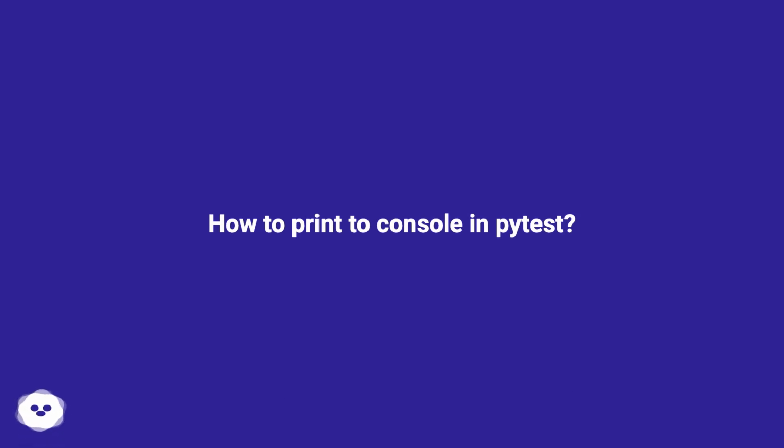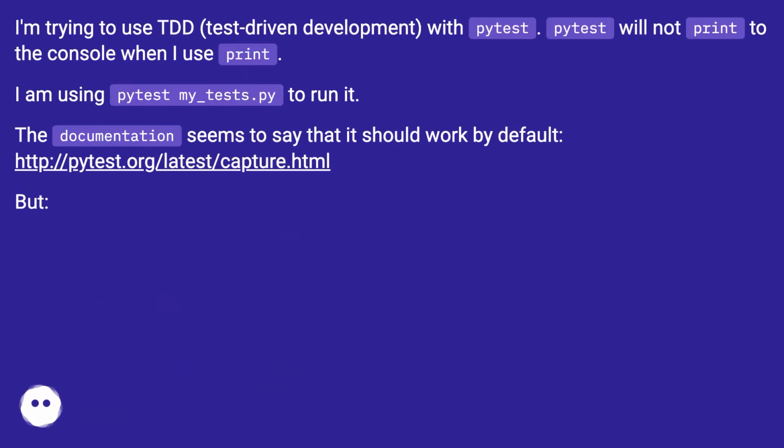How to print a console in Pytest? I'm trying to use TDD, test-driven development, with Pytest. Pytest will not print to the console when I use print. I am using pytest my_tests.py to run it. The documentation seems to say that it should work by default, this URL.